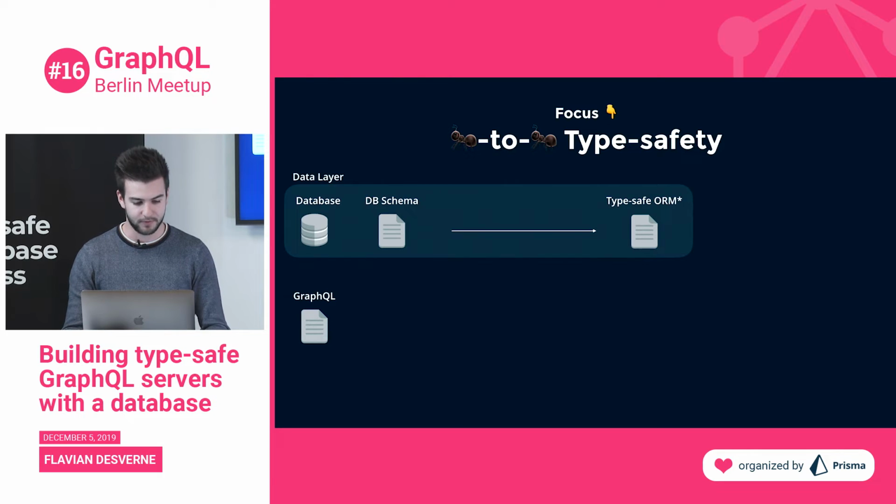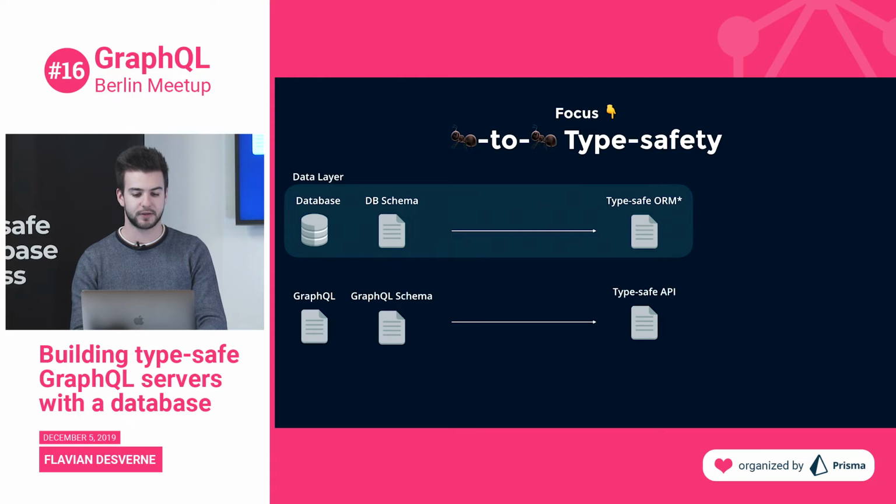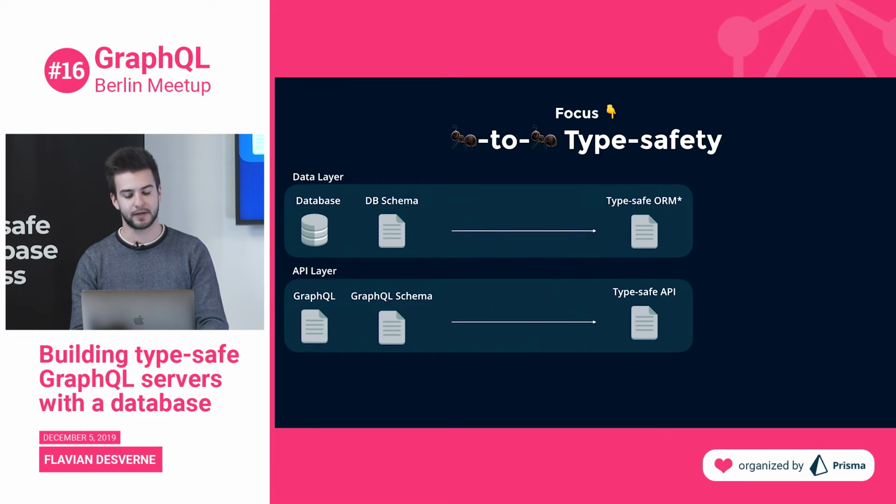Then let's assume you have a GraphQL API. And if you have a GraphQL API, it means you also have a GraphQL schema. And what you can do with your GraphQL schema is make sure that your GraphQL API is type safe. So we'll use the schema that you generate as you type to generate some TypeScript types to make sure that your resolvers are typed, that you can refer to types in other parts of your GraphQL schema in a type safe way. And this is the API layer.